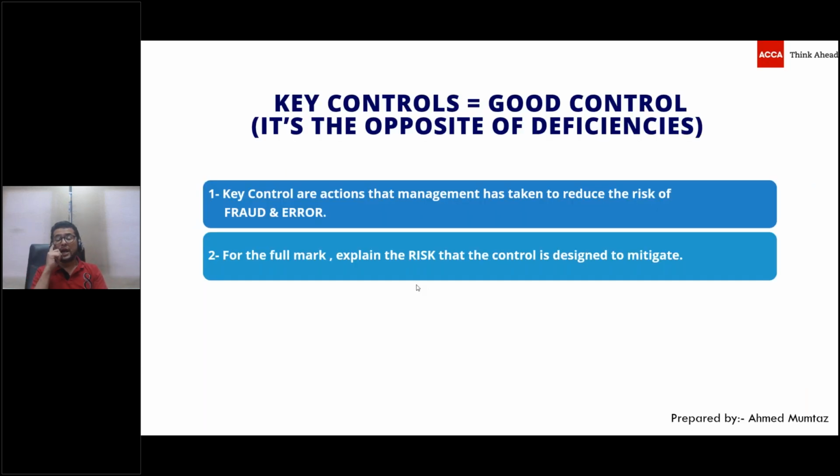Now, we are done with 4 exam requirements: how to identify the deficiency, how to explain the deficiency, how to come up with the recommendation. Now we are left with what?